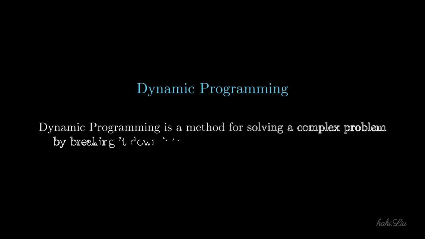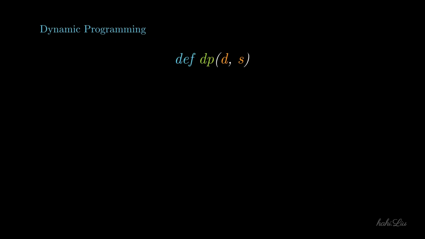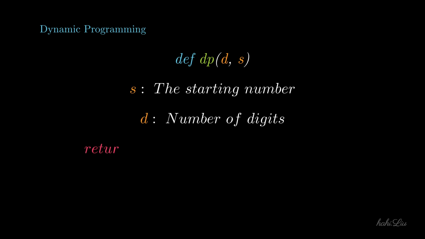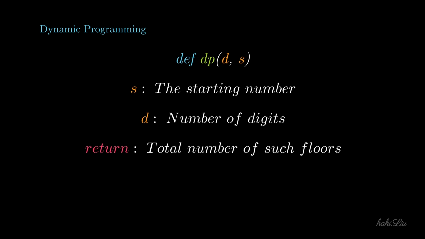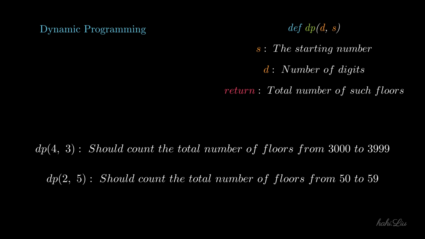Dynamic programming is a method for solving a complex problem by breaking it down into a collection of simpler subproblems, solving each of those subproblems just once, and storing their solutions using a memory-based data structure. Let's define a function called dp with 2 parameters to be passed in. S stands for starting number. D is the number of digits. This dp function should calculate the total number of such floors and return it. For example, dp43 counts all the 4-digit numbers that start with 3, and dp25 counts all the 2-digit numbers that start with 5.